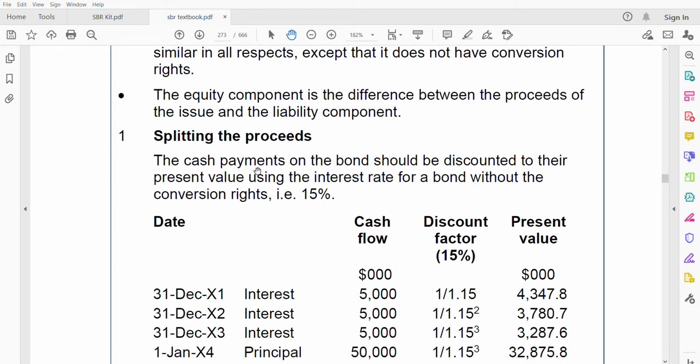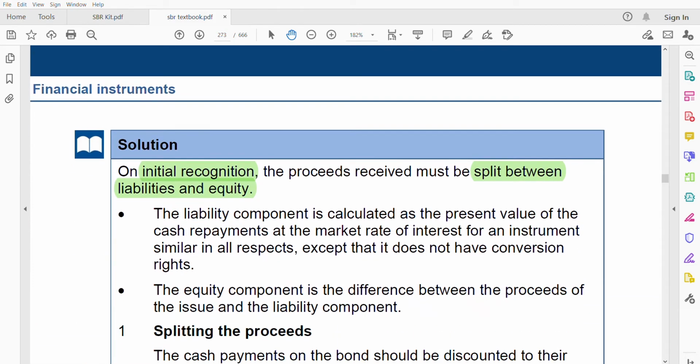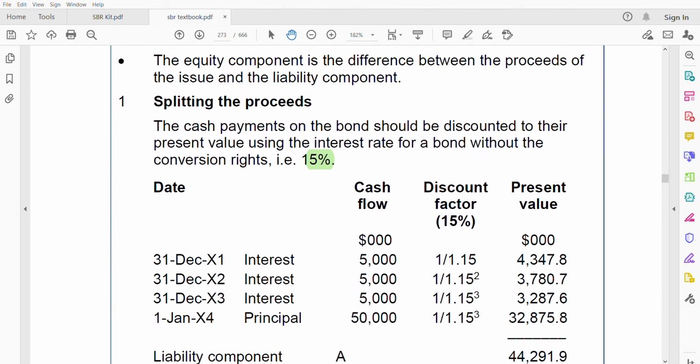Okay. So the cash payment should be discounted at what rate? 15%. The conversion rate. Okay. This 15%, this one. Without any conversion rate you have to use that as the discount factor. Always, that is the discount factor, only conversion.